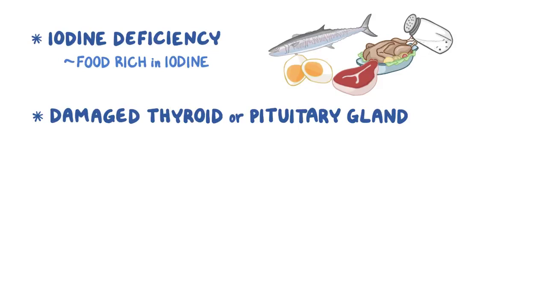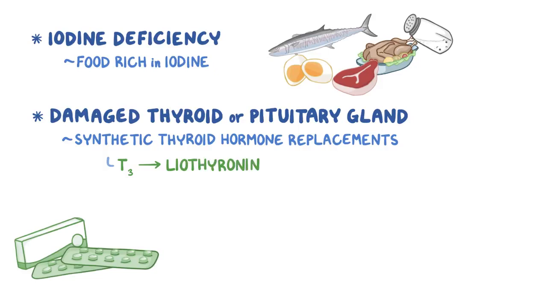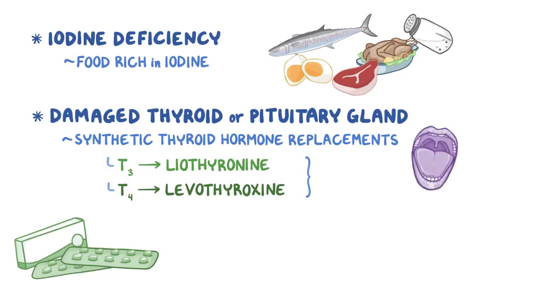If the problem is caused by damage to the thyroid gland or the pituitary gland that regulates it, the treatment of choice is to give synthetic thyroid hormone replacements, or thyroid hormone replacement therapy. Now, the synthetic hormone that's similar to T3 is called liothyronine, and the one that's similar to T4 is called levothyroxine. Both liothyronine and levothyroxine are usually given perorally, but can also be given via the intravenous route.